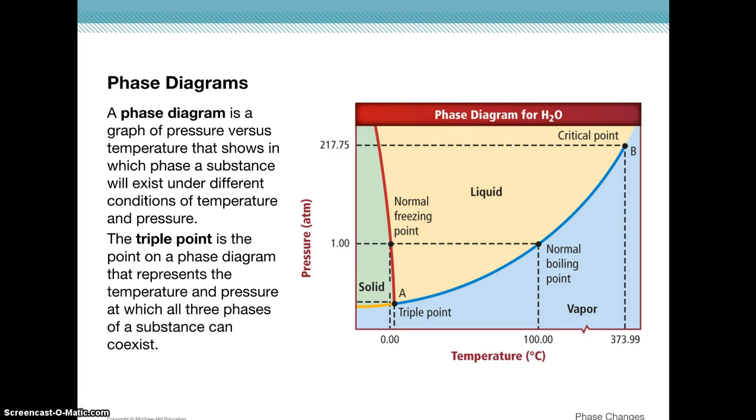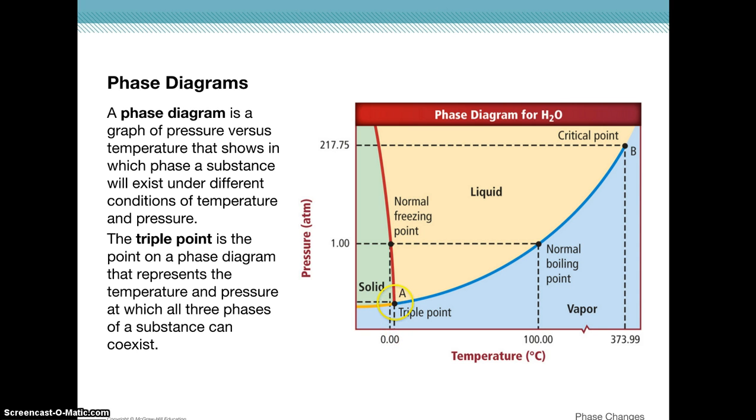And then our phase diagram is going to represent all these different phase changes and temperatures and pressures and how they're all related to each other. And there are a couple of specific spots on the phase diagram that I want to show you. And one of them right here is called the triple point. And the triple point is the point that represents the temperature and pressure at which all three phases of a substance can coexist.